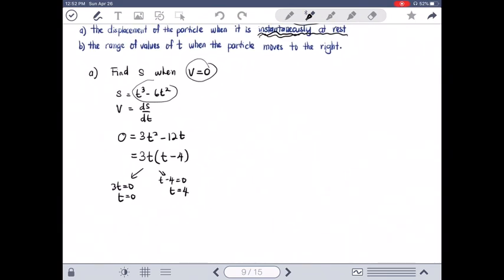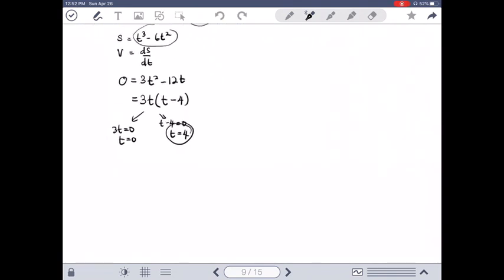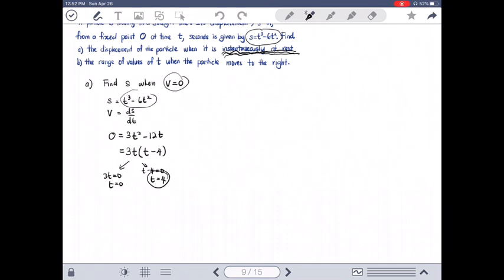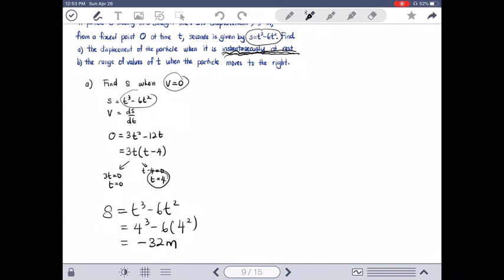So instantaneously at rest means that the object starts at rest from t equals 0. The next time it's instantaneously at rest is when t equals 4. So just substitute the value of 4 into the displacement equation. We have 4 to the power of 3 minus 6 times 4 to the power of 2. We should get negative 32 meters, which means that the object will be 32 meters on the left side of O.